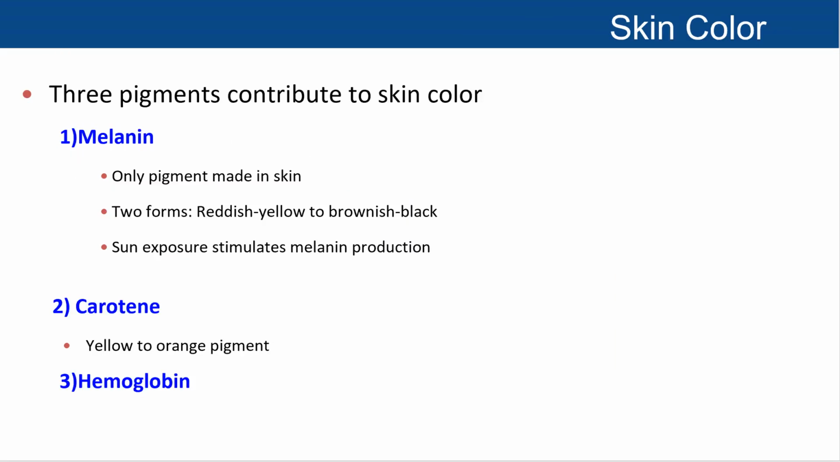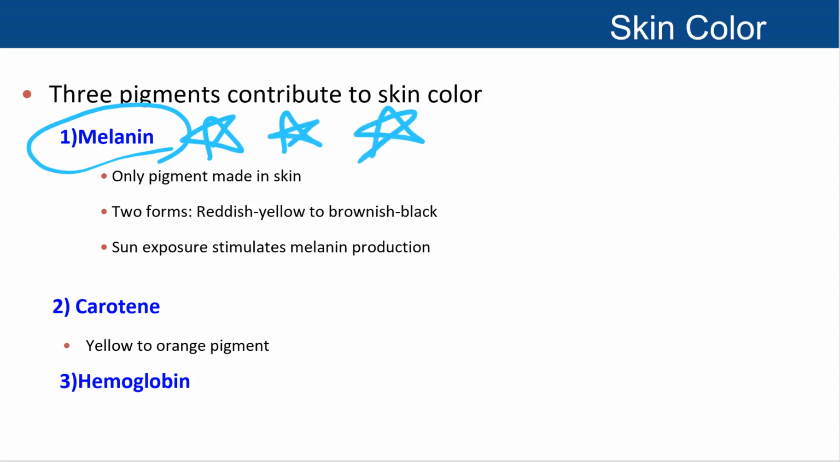Now you know the structure of the skin, but let me ask you a question. What determines your skin color? There are three pigments that contribute to skin color: melanin, keratin, and hemoglobin. The skin color is largely determined by a pigment called melanin, the only pigment made in skin, and it has two forms, reddish yellow to brownish black.